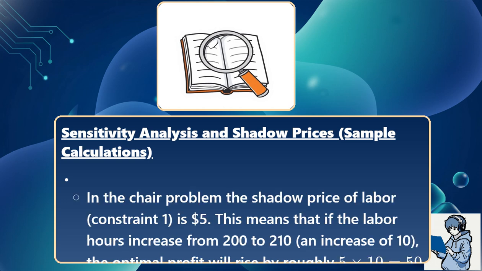In the chair problem, the shadow price of labor, constraint 1, is $5. This means that if the labor hours increase from 200 to 210, an increase of 10, the optimal profit will rise by roughly 5 times 10 equals $50, as long as the increase stays within the allowable range, for example, 200 plus or minus 50 hours. Outside that range, a different set of corner points becomes optimal.